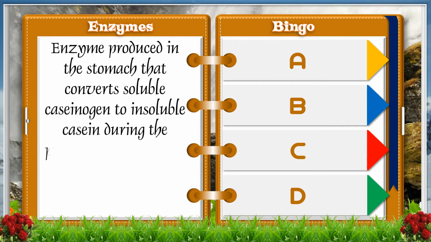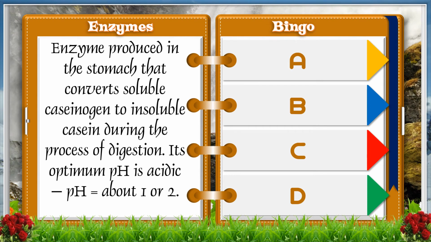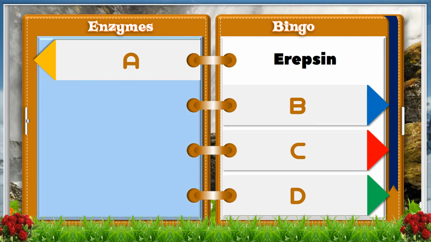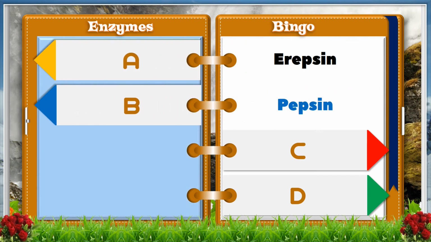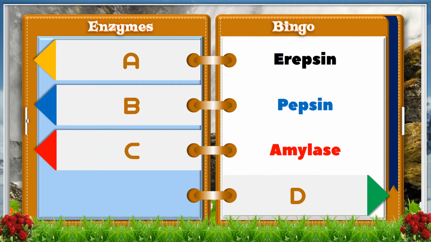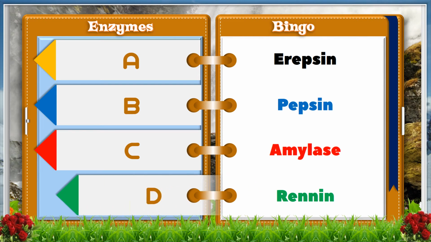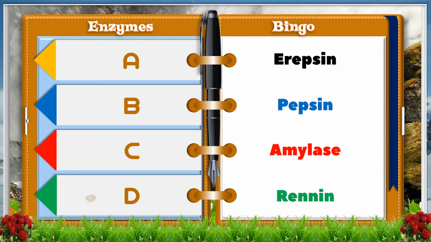Enzyme produced in the stomach that converts soluble caseinogen into insoluble casein during the process of digestion. Its optimum pH is acidic, pH about 1 or 2. A. Erepsin. B. Pepsin. C. Amylase. D. Renin. And the answer is D. Renin.